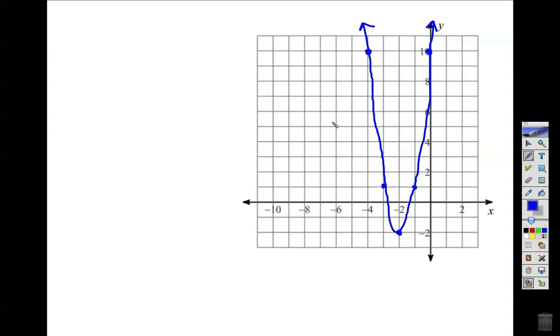One thing that I forgot to do in the first example is actually do this. Not erase it. I forgot to label this graph. Label it with the equation that I just graphed. And there's our parabola.